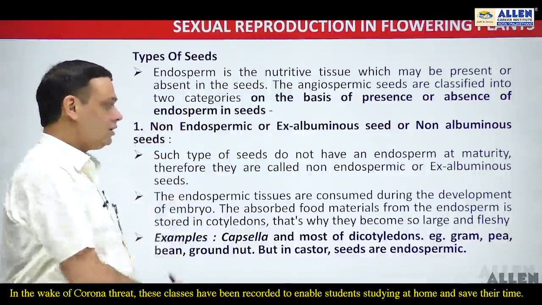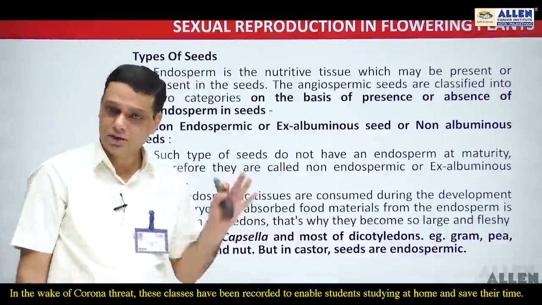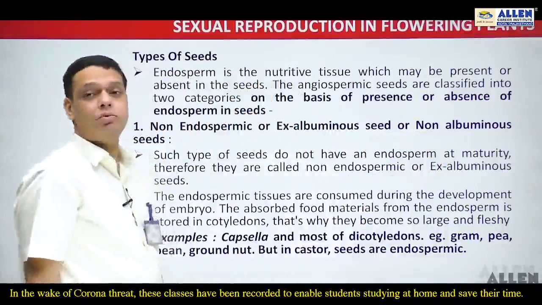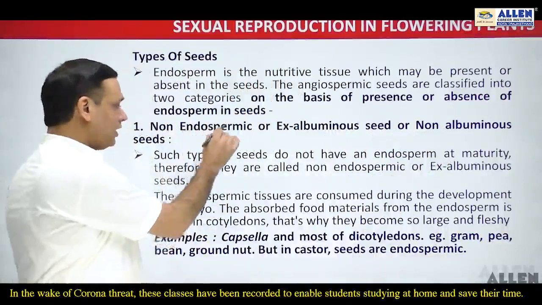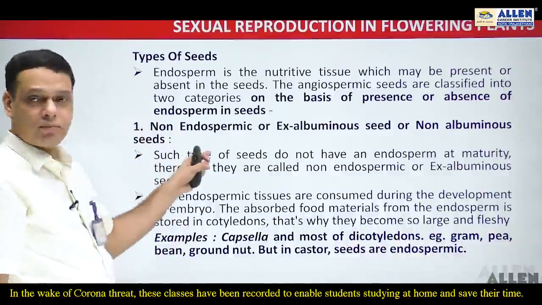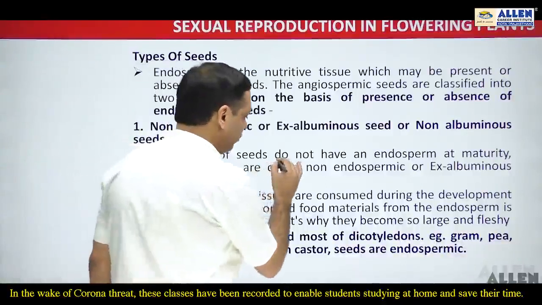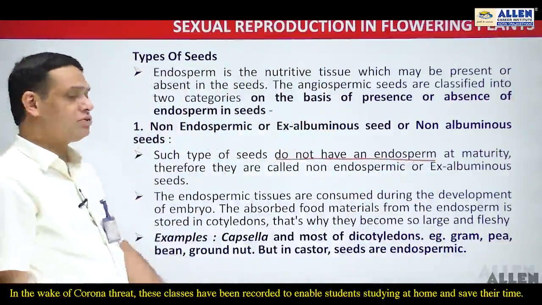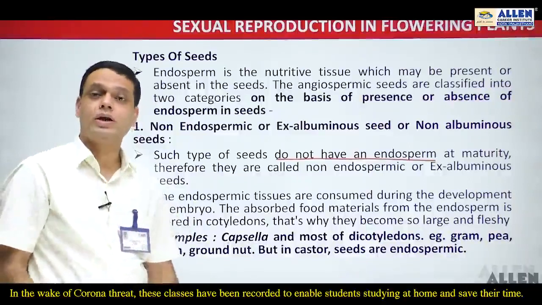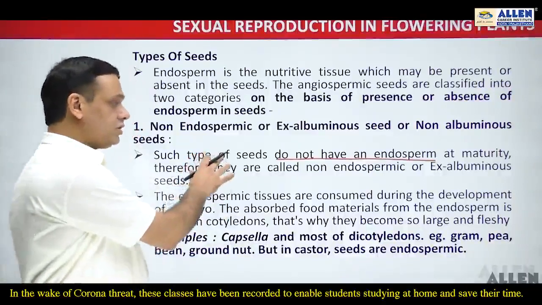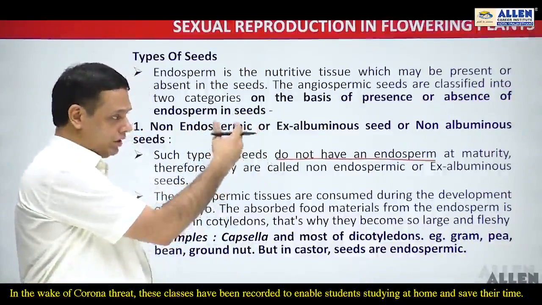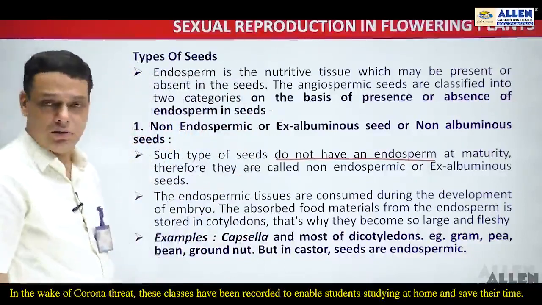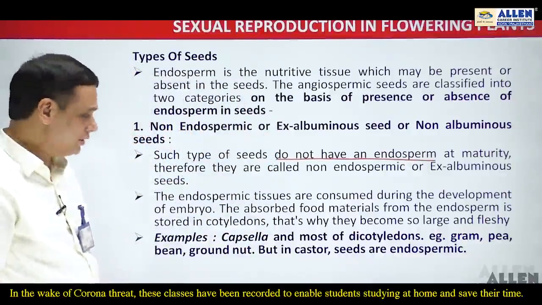Now the first category is the non-endospermic seeds. These are also known as ex-albuminous seeds and non-albuminous seeds. Now what are non-endospermic seeds? Such seeds do not have endosperm at maturity, meaning the endosperm is totally consumed. So seeds in which the endosperm is absent or totally consumed at maturity are non-endospermic, or ex-albuminous, or non-albuminous seeds.